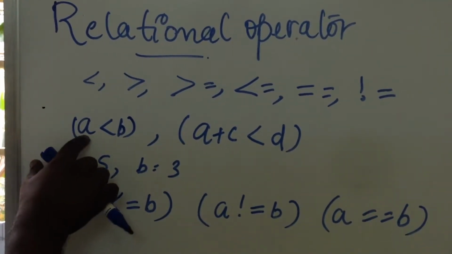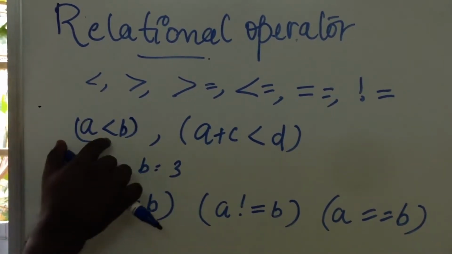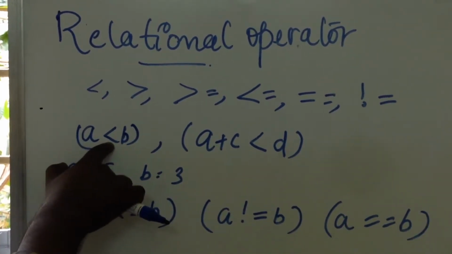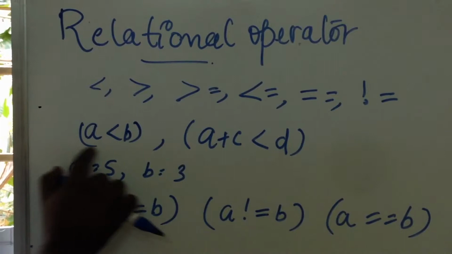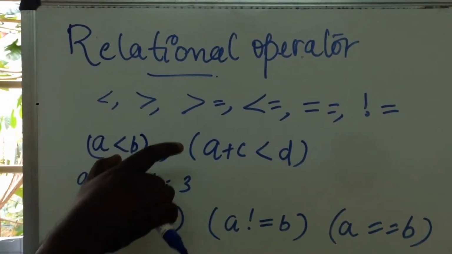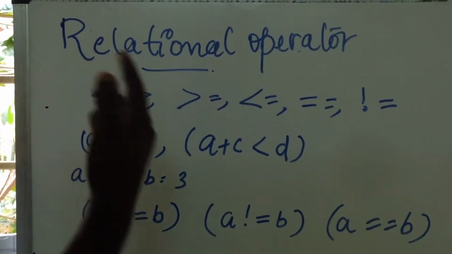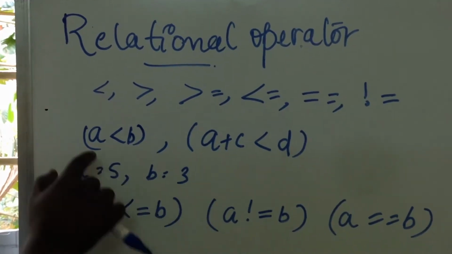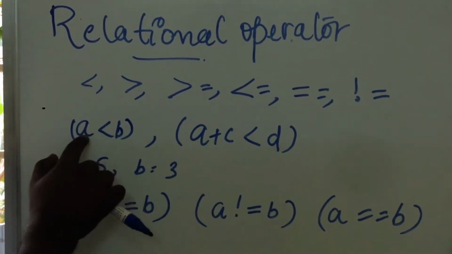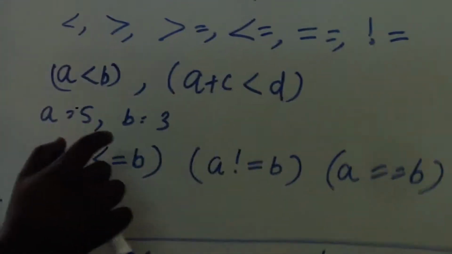For example, A and B are two variables. We are using the less than operator here. So this is called a relational expression. The expression which contains a relational operator is called a relational expression. So this is a relational expression. You will compare A and B.